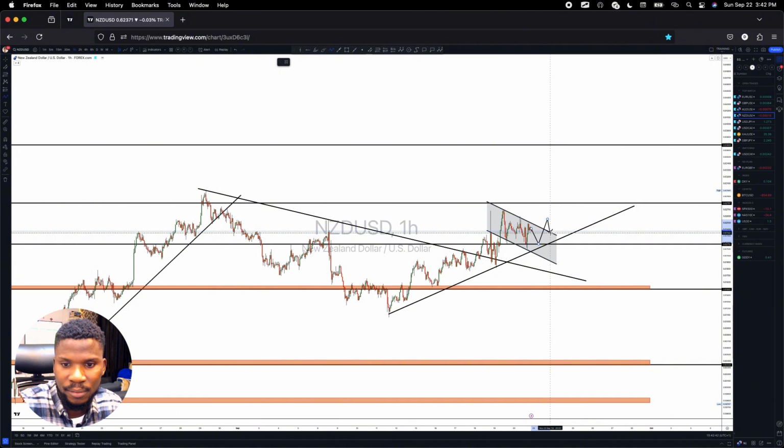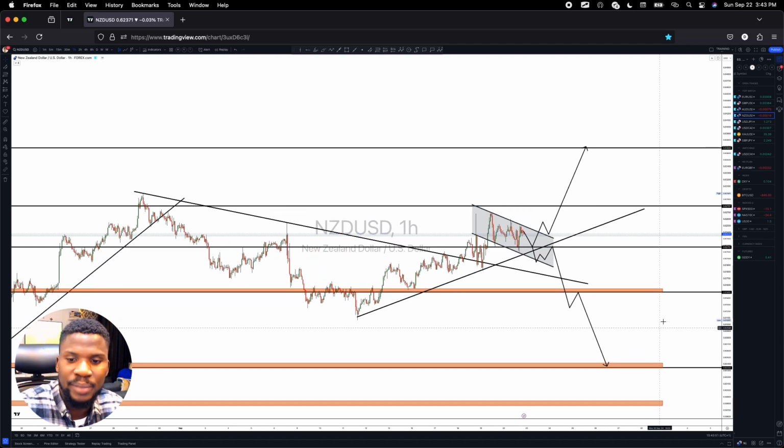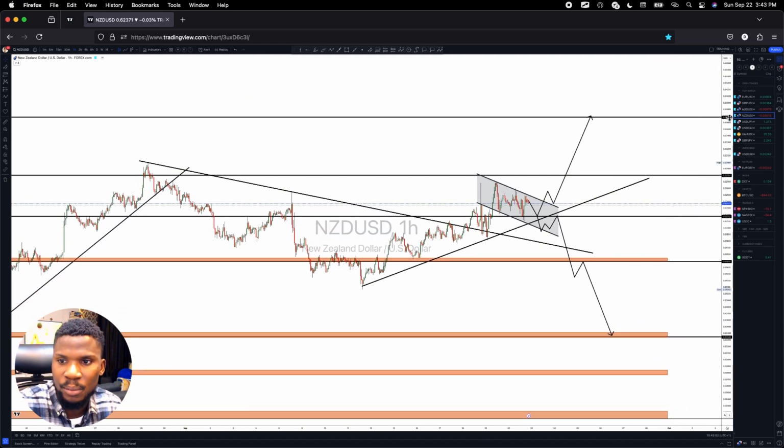Something like this, and then we take it back all the way to the top. Basically, this would be the entry level for me. And secondly, I will look for a break below here, a very nice and decent pullback, and then I will take a sell. Something like this would be a much better and more interesting trade for me moving forward.